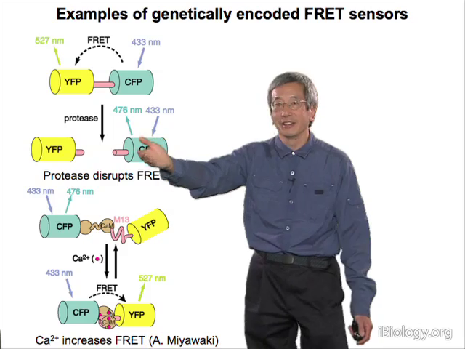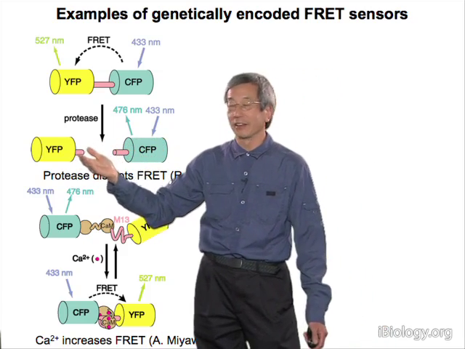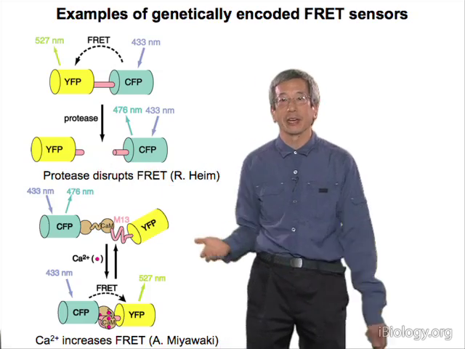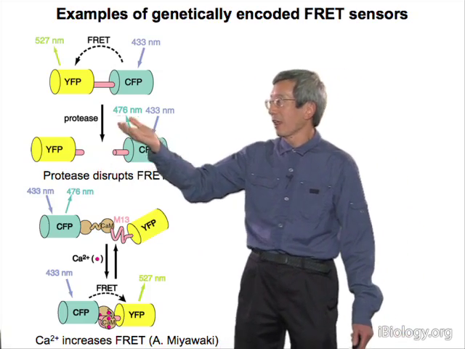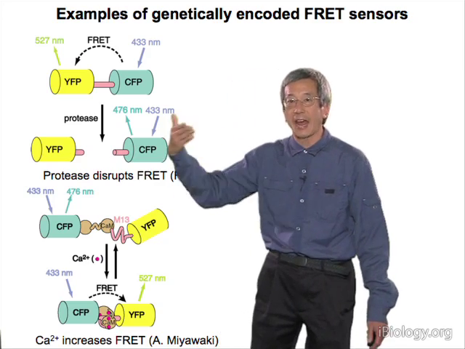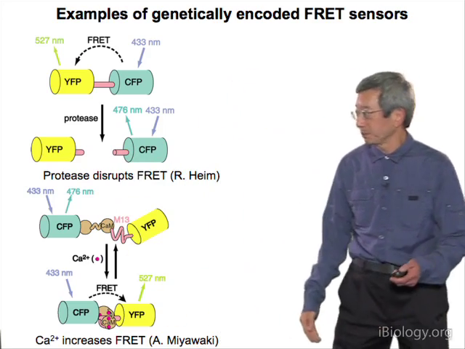Once you've broken this thing, you cannot put Humpty Dumpty back together, and the cyan and yellow have no reason ever to get back to each other. So this is a one-shot indication that a protease was active and made the transition.